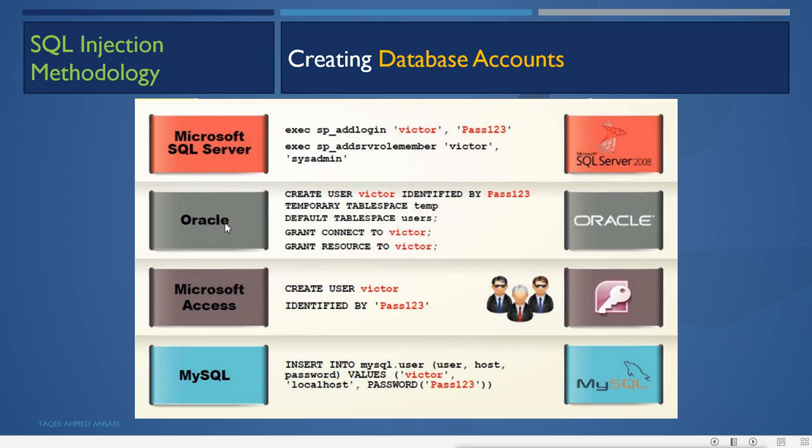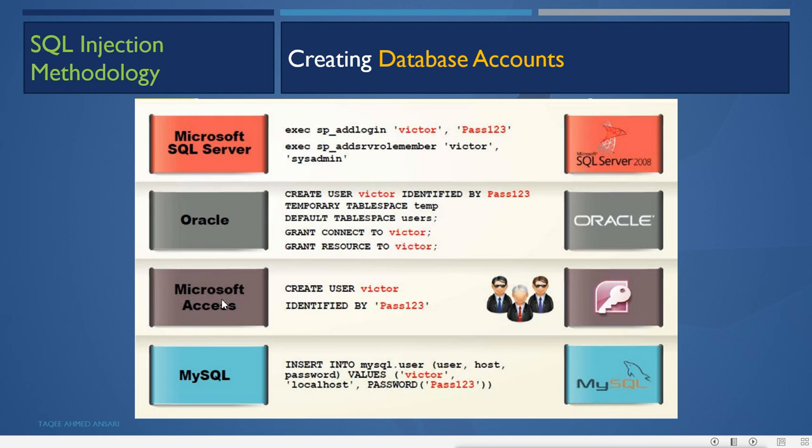Then in Oracle, for creating the user account, it will go like this: create user Victor identified by the password pass123, temporary tablespace temp, and default tablespace users, grant connect to Victor, and grant resource to Victor. In this grant command it is giving the permission to that Victor user.